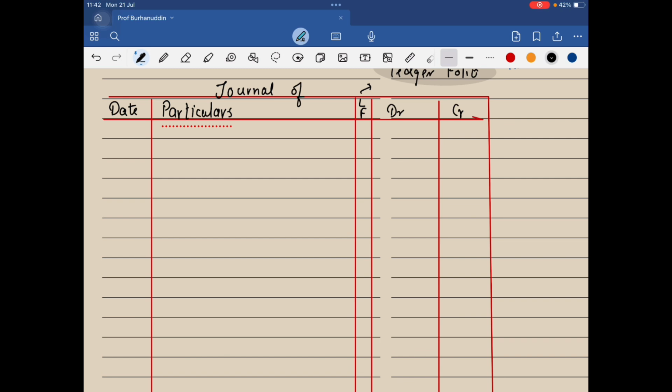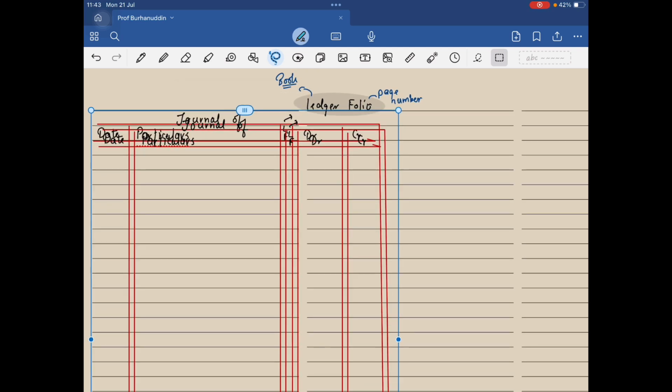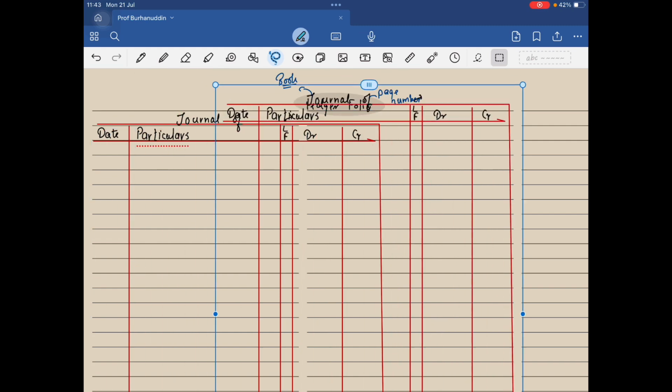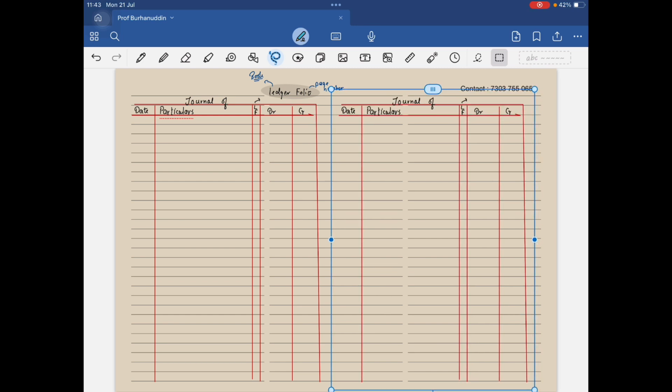So this is the debit side and this is the credit side. I'll go very slow in the very first couple of questions, and after that you will be able to catch up. So date, particulars, debit side and the credit side. I'll just cut and paste it because we're going to do one more question. It'll be very easy for us. And here it is. Done.